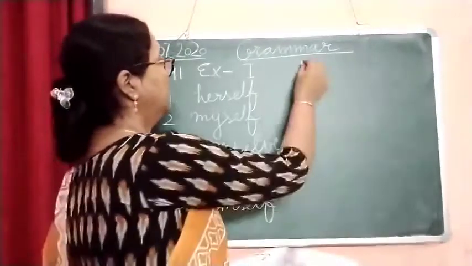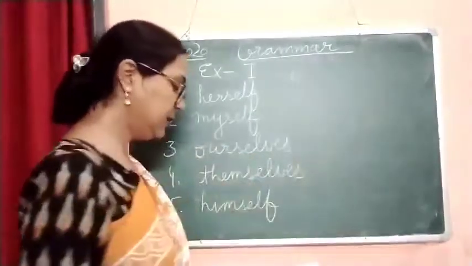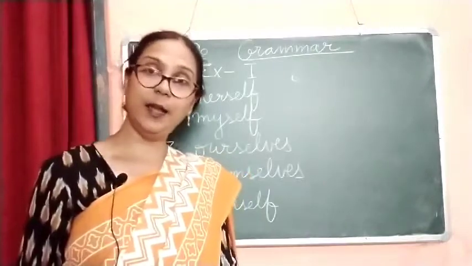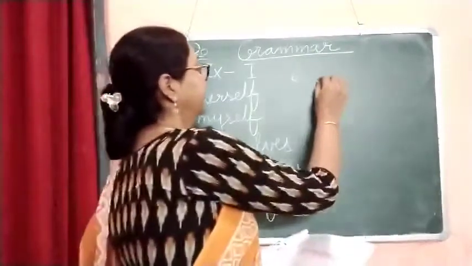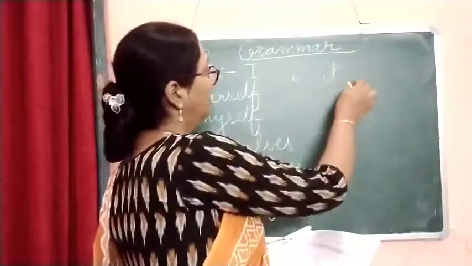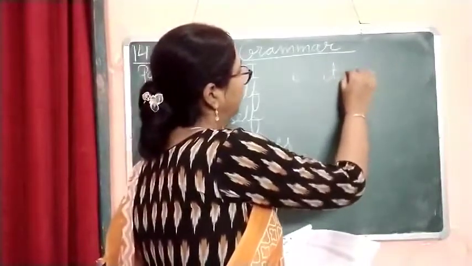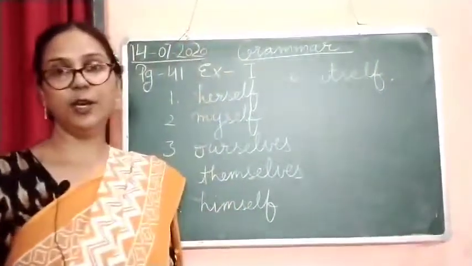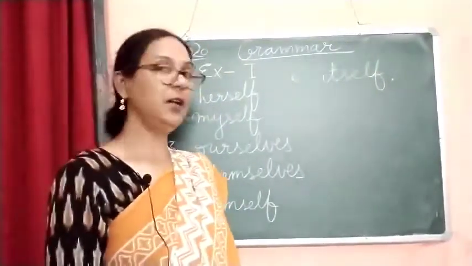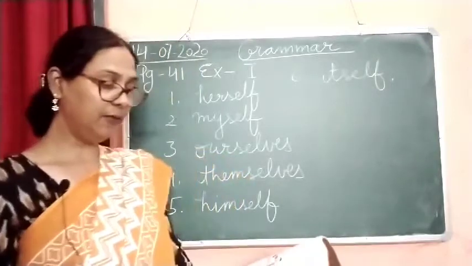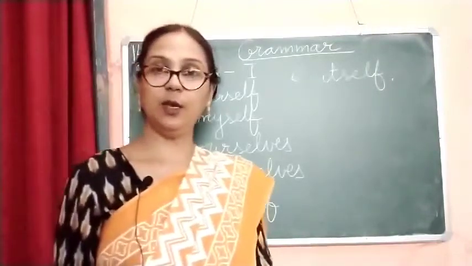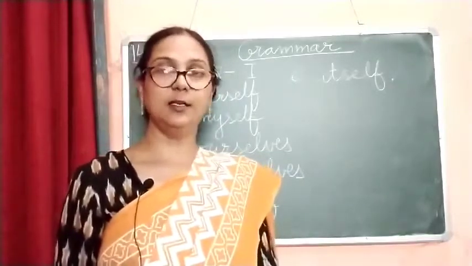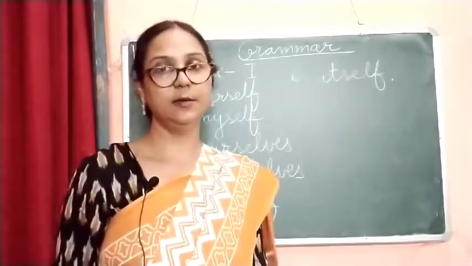In number 6, what we are going to write? The train came to a halt by itself. Because it is not a living object, so we are using over here itself. So we have completed this, and we are moving to the next kind of pronouns, that is emphatic pronouns.